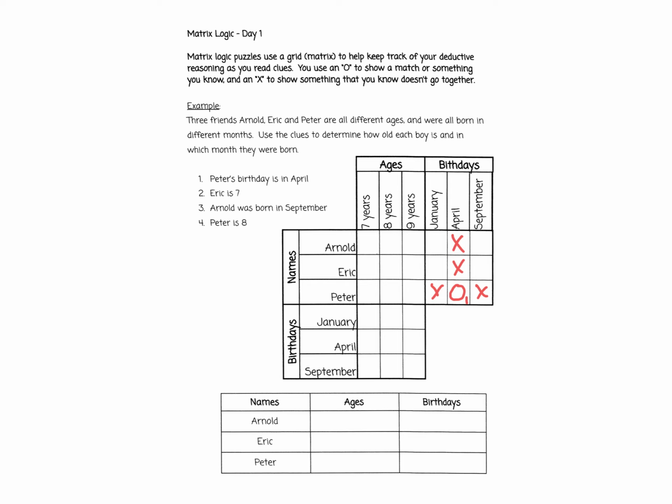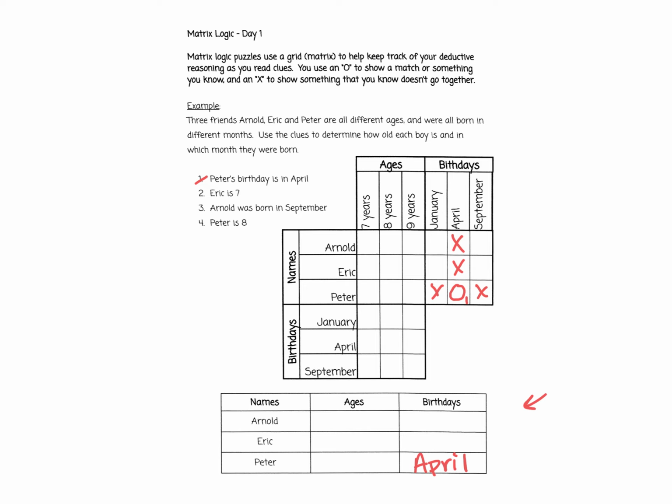Now, something I like to do is fill in a table with this information too, because sometimes you can work back and forth between the table and the matrix to fill in blanks that you're unsure of. Or it doesn't necessarily pop out to you in the matrix, but it does in the table. So I'm going to go down to where Peter is, and his birthday we determined was in April. So I'm going to fill that in. All right, I already took care of clue 1, so now let's do clue 2.